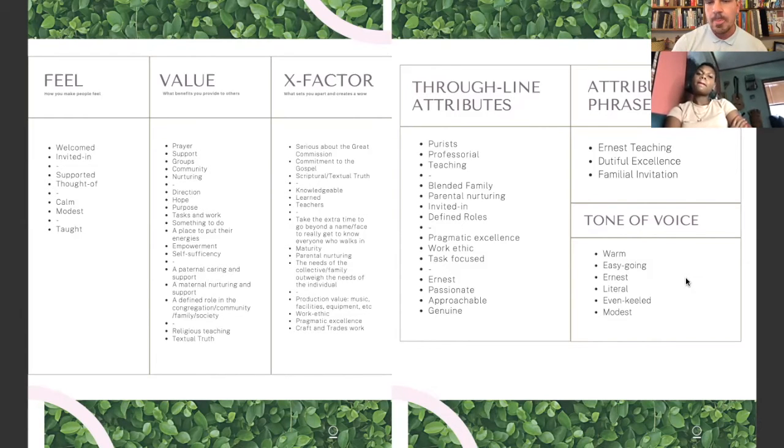So for the church here, their tone of voice is warm, easygoing, literal, even-keeled. These people are not in your face. They're not bouncing off the walls, but they're not necessarily boring. They're just very calm, like, hi, nice to meet you, how you doing? Whereas Nevermore would be a little more bold.